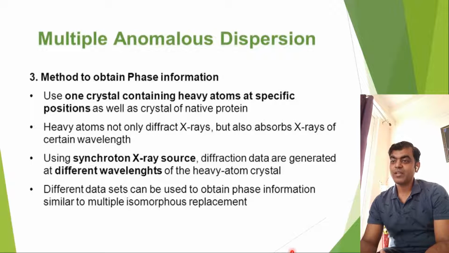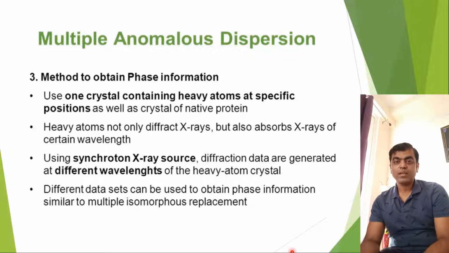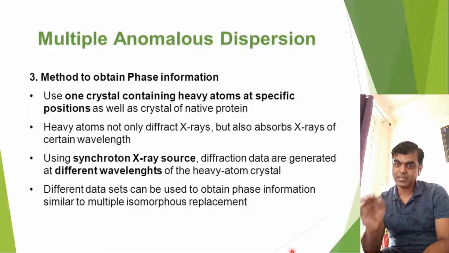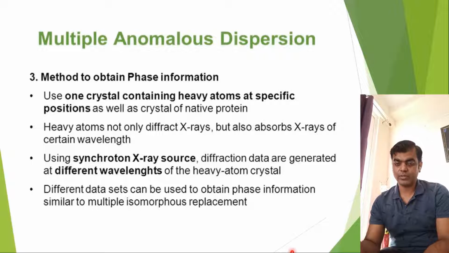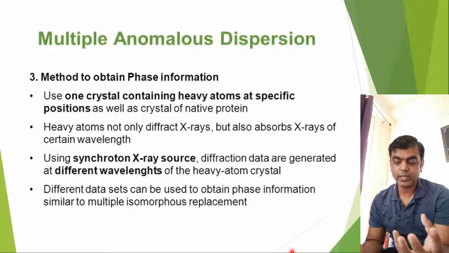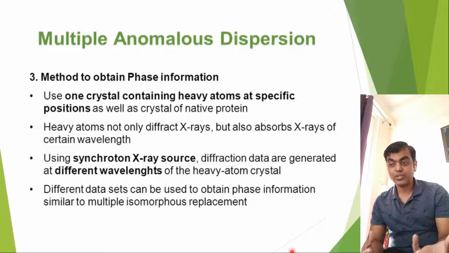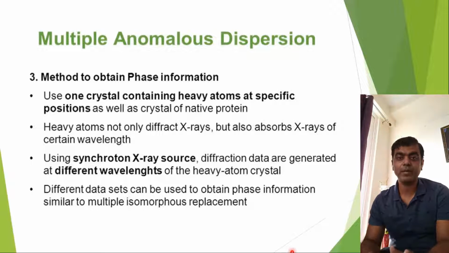Now you have anomalous dispersion in multiple positions. This is also used to obtain the phase information. How? We are using one crystal containing heavy atoms, the same as the previous one, at specific positions, as well as the crystal of the native protein. So the starting point of taking a crystal of the native protein and a crystal containing heavy atoms at specific positions is the same for both cases, for MIR and also for MAD.